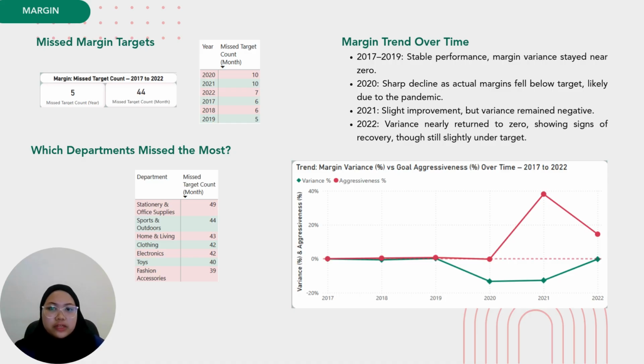Compared to revenue, margin targets were much harder to reach. Out of 72 months, only one showed positive margin variance. Most months ended below target, especially in 2020 and 2021. Stationery and office supplies again missed the most, but no department consistently achieved its margin goals. This indicates that the issue wasn't isolated. It was a systemic problem affecting the store's ability to meet profitability expectations.